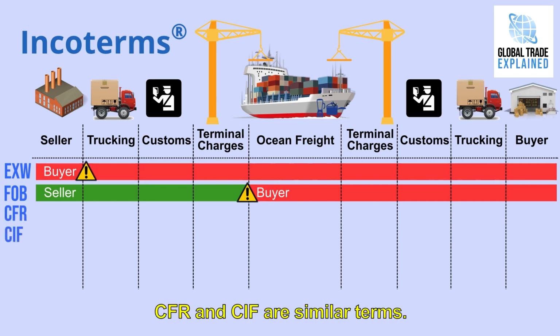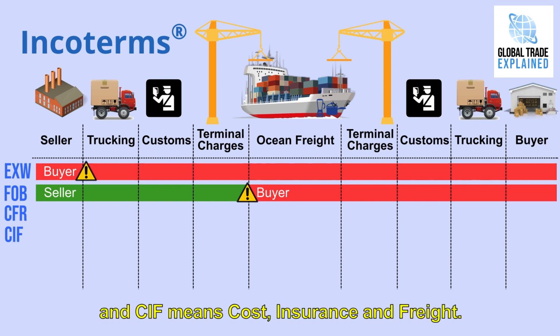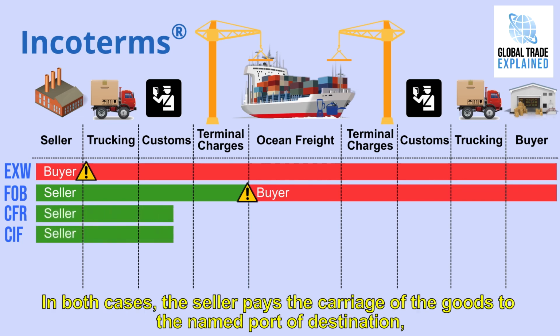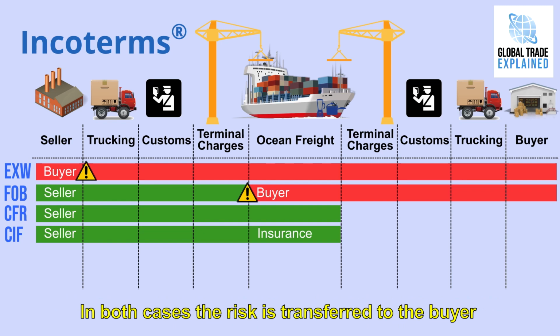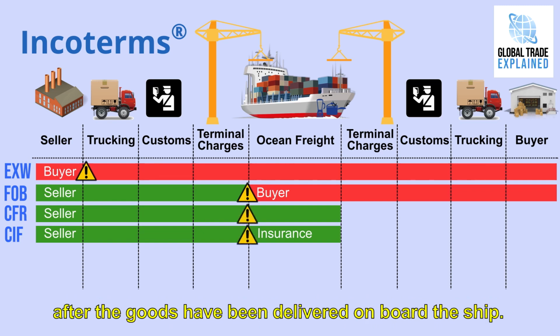CFR and CIF are similar terms. CFR means cost and freight, and CIF means cost, insurance, and freight. In both cases, the seller pays the carriage of the goods to the named port of destination. The only difference is under CIF, the seller has to obtain insurance for the goods while in transit. In both cases, the risk is transferred to the buyer after the goods have been delivered on board the ship.